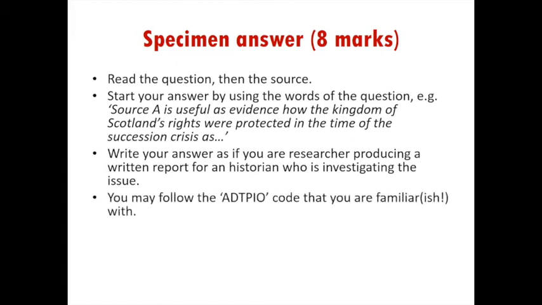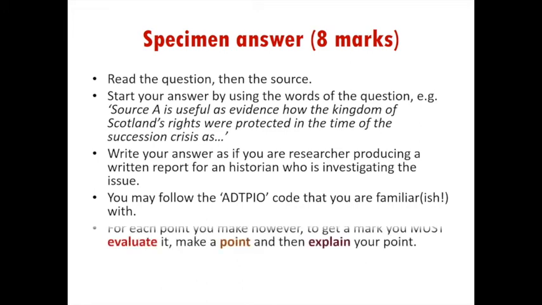Those of you who've come through the middle school and are maybe coming back to history in S6 may have been taught the ADTPIO code. You could use that as an approach if you want, but it can also break down into the COWPAT acronym as well. We do like content, omissions, when, purpose, author, type. Whatever one you're familiar with is up to you. What I do recommend though is that you follow the format you're about to see, regardless of whatever letters you want to follow as your code.